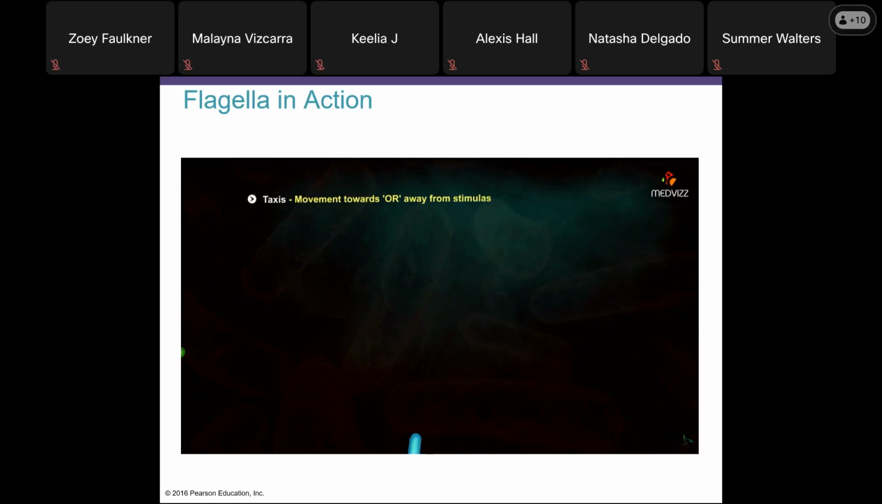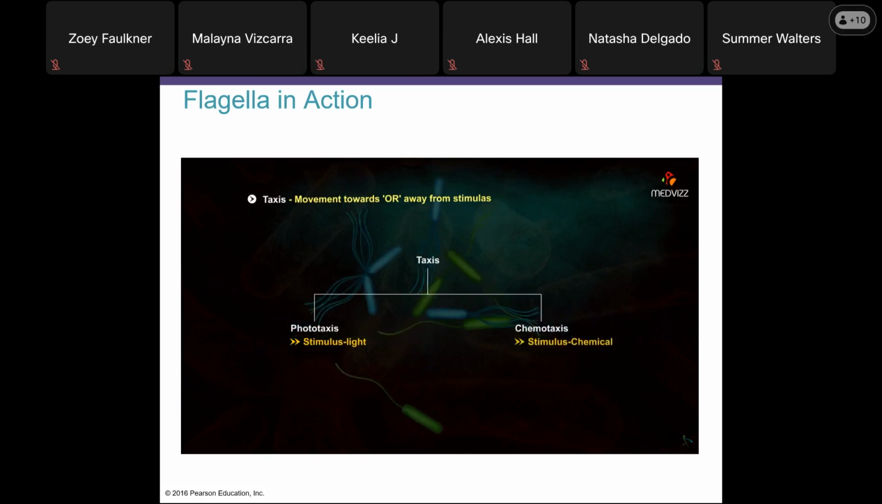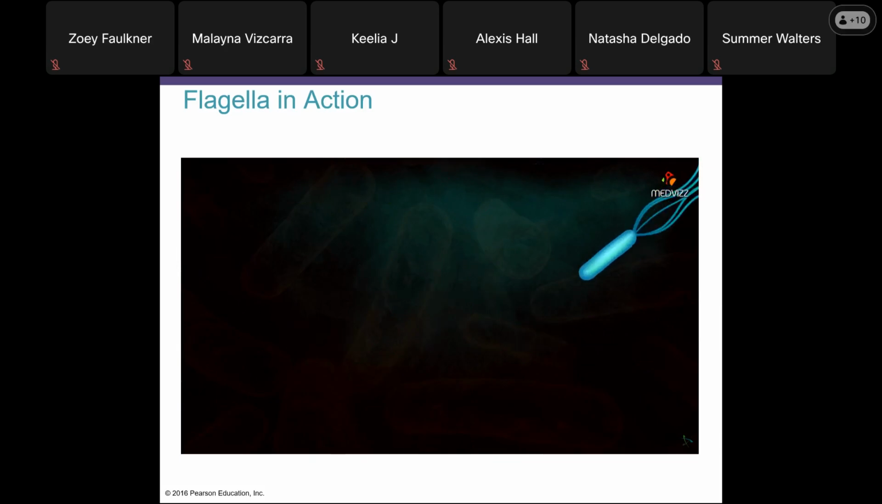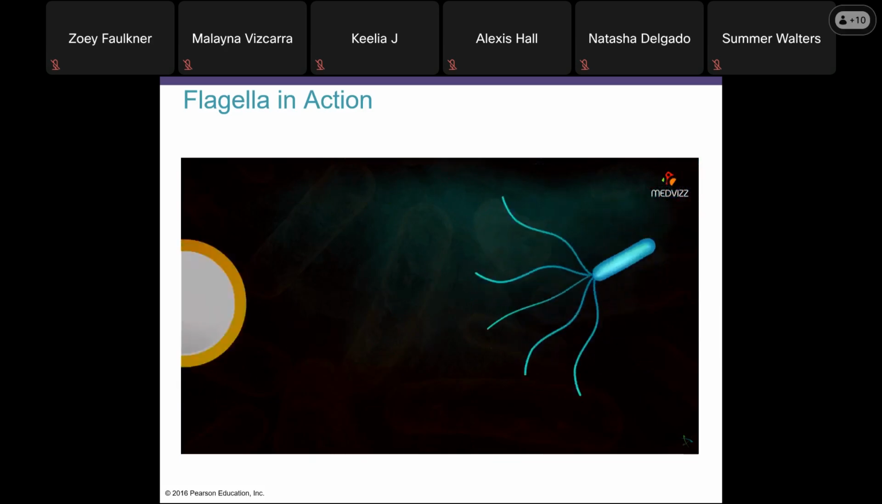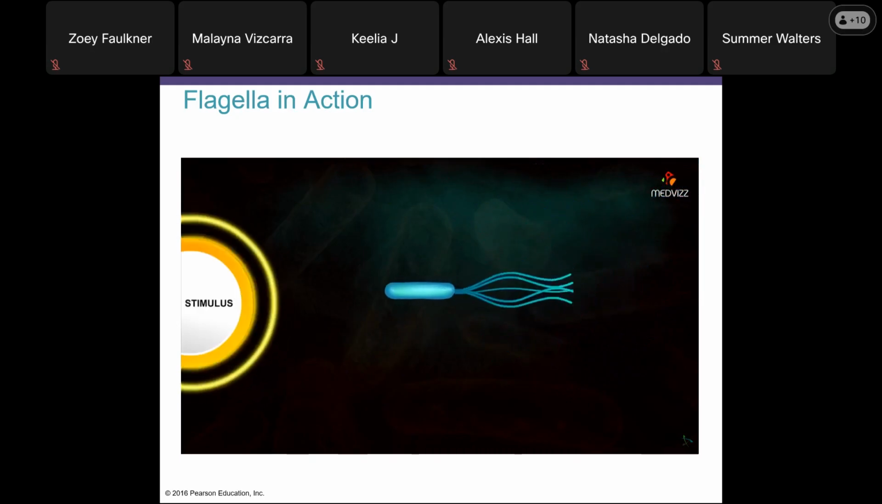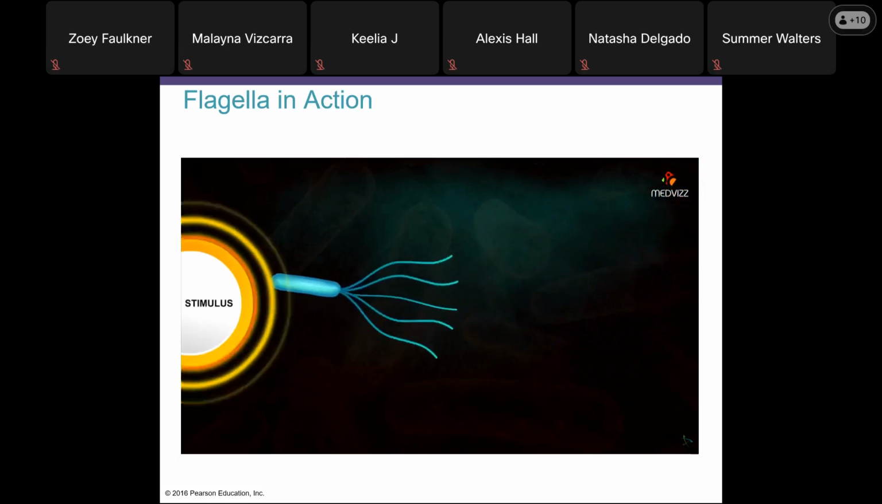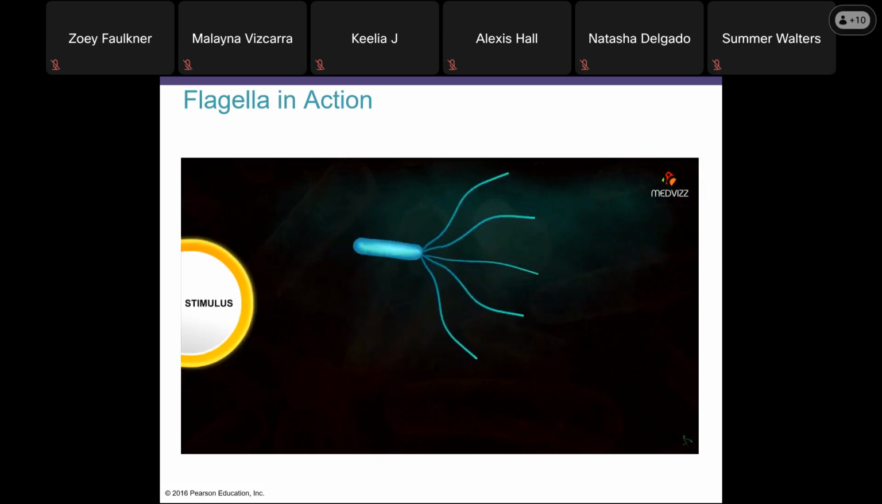Movement toward or away from a stimulus is called taxis. The stimulus can be light in the case of phototaxis or a chemical in the case of chemotaxis. In either case, the bacterium contains receptors which send signals to the flagella. In the case of positive taxis or motion toward the stimulus, tumbles become less frequent when the cell moves toward the stimulus and more frequent when the cell moves away from the stimulus.